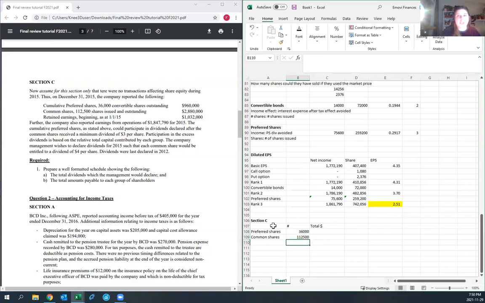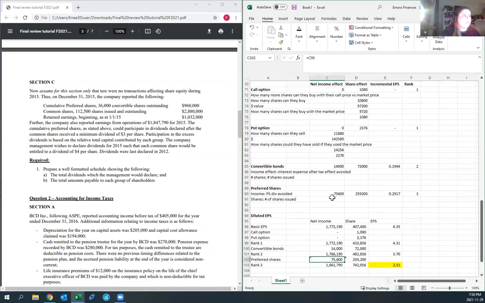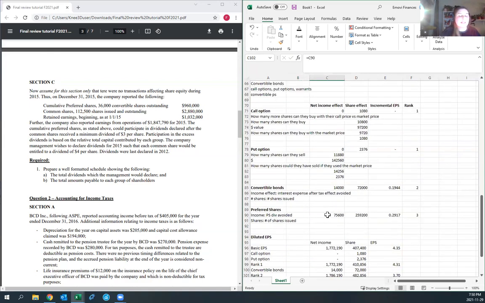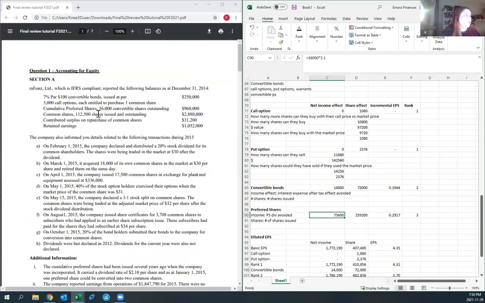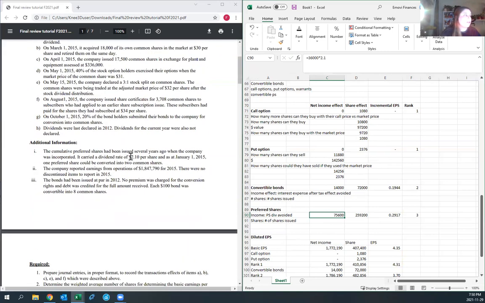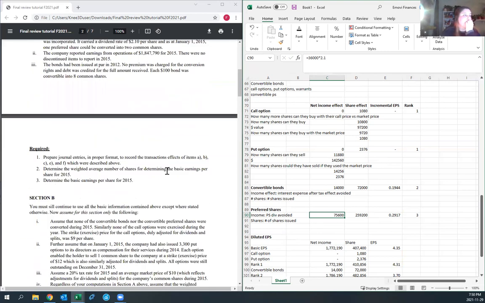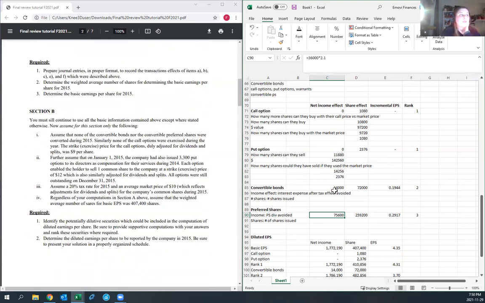Oh, you got income for preferred shares. Yeah, sure. So it's the preferred share dividend that's been avoided. So basically what you're calculating is your preferred share dividend. So it is the number of preferred shares times the dividend per share. So they are all the shares get a $2.10 dividend. So no, you don't need it, because when you're paying dividends, it's after you calculated your net income. No problem. So you only need the tax rate for your convertible bonds.